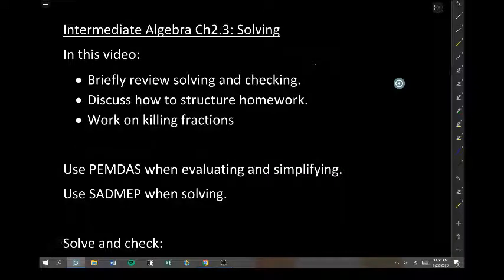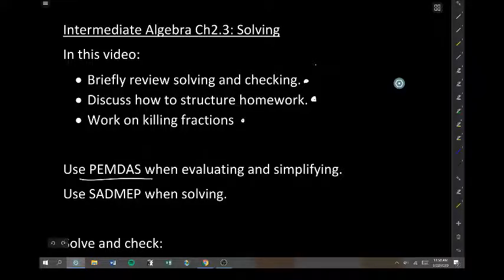Okay, Intermediate Algebra, Chapter 2.3. We're going to talk about solving. I know you've learned solving quite a bit before, so we won't spend too much time on it. We're going to briefly review solving and checking, discuss how to structure your homework, and work on killing some fractions. Something that you might not have ever thought of before.